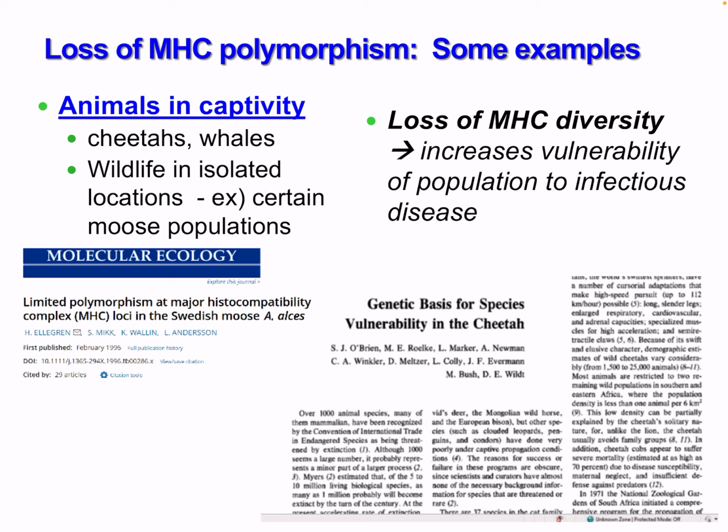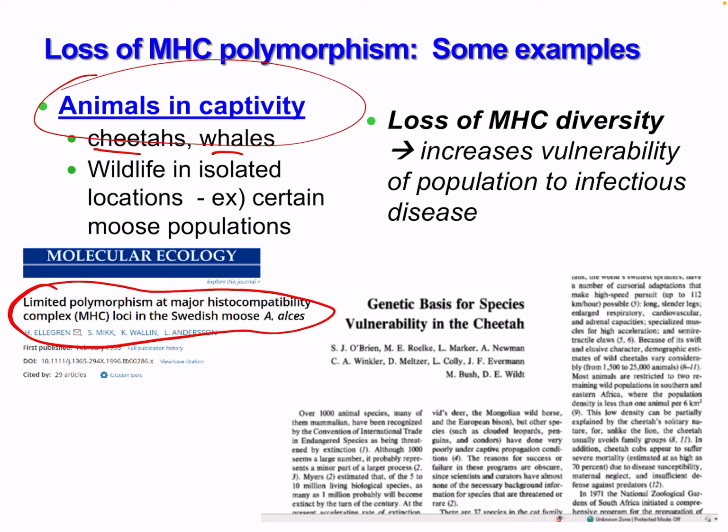Here's another example. This occurs in animals in captivity quite a bit. Examples are cheetahs, whales, and wildlife in isolated locations, such as certain moose populations. What basically happens is that there's inbreeding between these animals and they lose their MHC diversity.